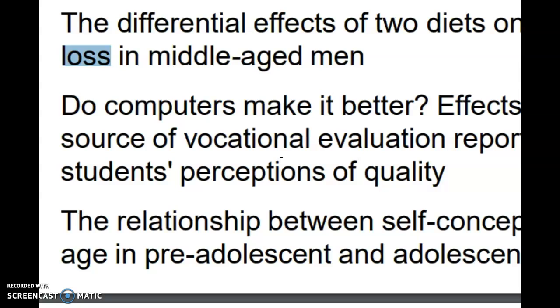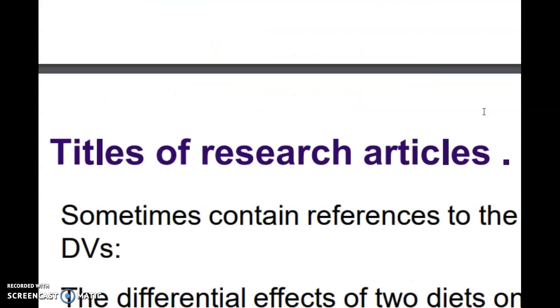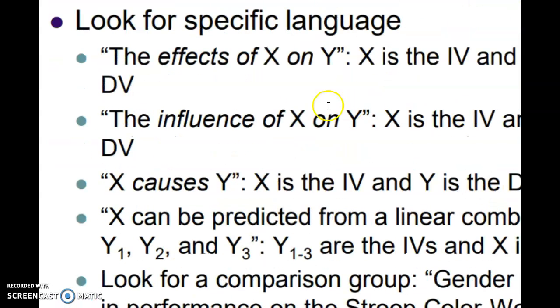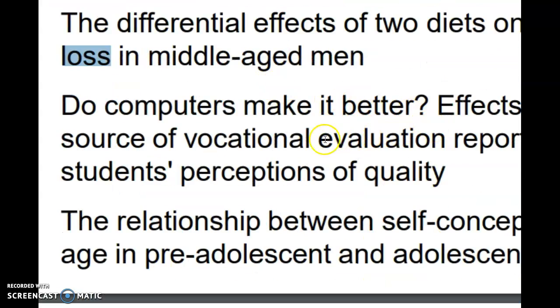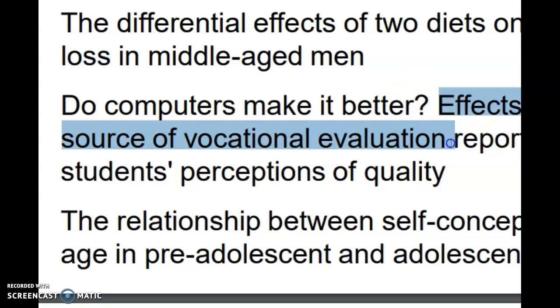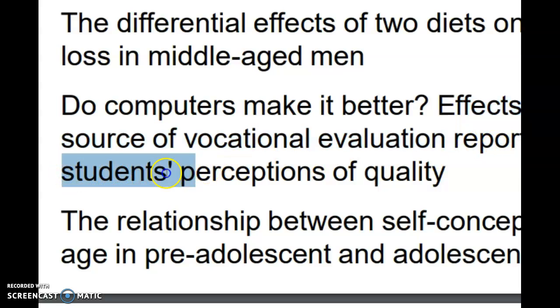Another one says, do computers make it better? Effects of source of vocational evaluation report on students' perception of quality. And so it says effects, just like we talked about here, where we talk about the word effect. So when we say effects, whatever comes next after that one, that's the independent variable. So here we say the effects of vocational evaluation report on students' perception. So the effects of vocational evaluation, that would be your independent variable, and the students' perception of quality would be your dependent variable.